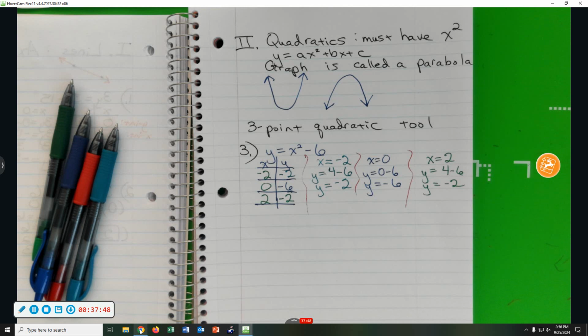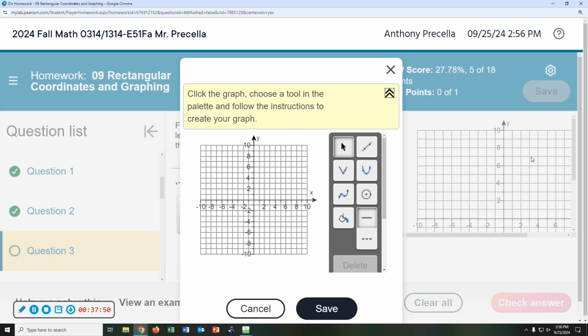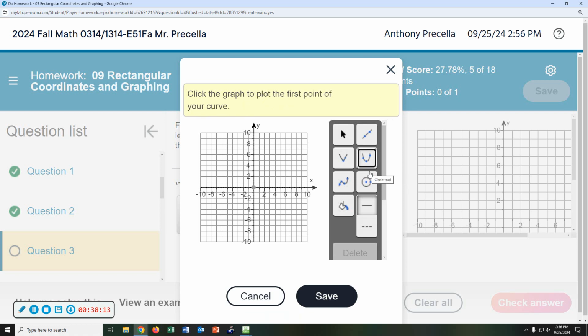So, which one of these tools? Certainly not the line tool, and this is a V right here, and it says absolute value. Look at this one. The 3-point quadratic tool, that's the one we want. Even if your parabola were opening downward, you'd still use the 3-point quadratic tool. So you click it, and then look at the instructions up here. Click the graph to plot the first point on the curve. What was our first point?